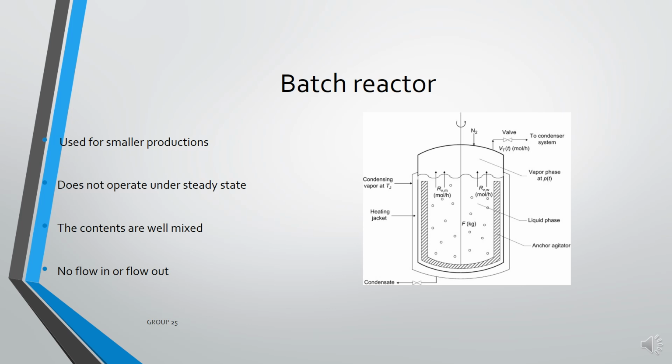The batch reactor. The batch reactor is used for smaller productions as it takes in content in batches. It does not operate under a steady state, meaning that the process variables such as temperature and pressure, density and volume can be changed at any point in time during the reaction. Contents in this reactor are well mixed, though there is no flow in or flow out.